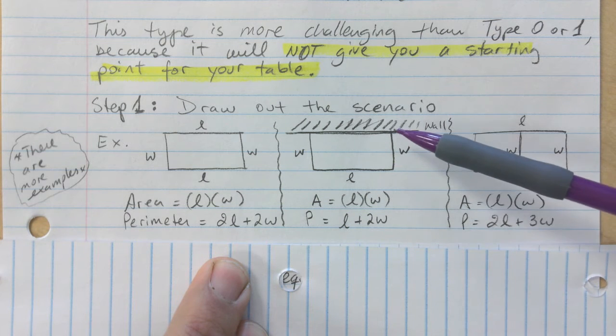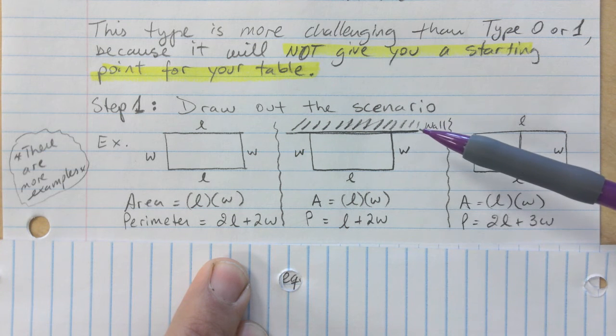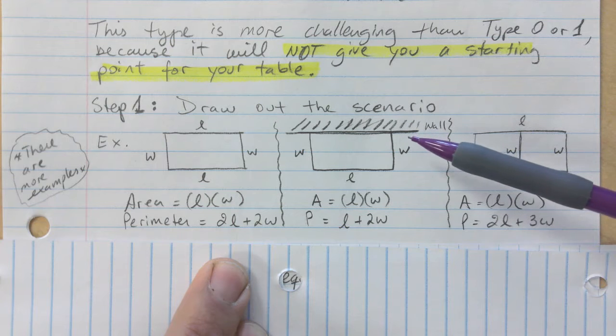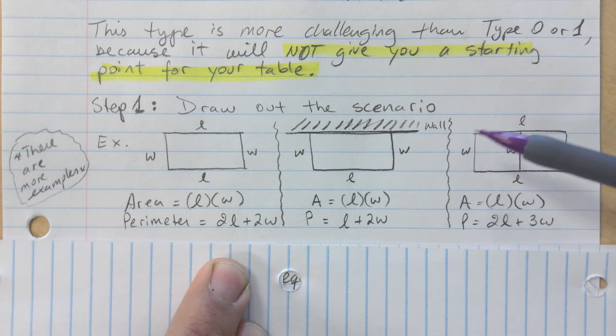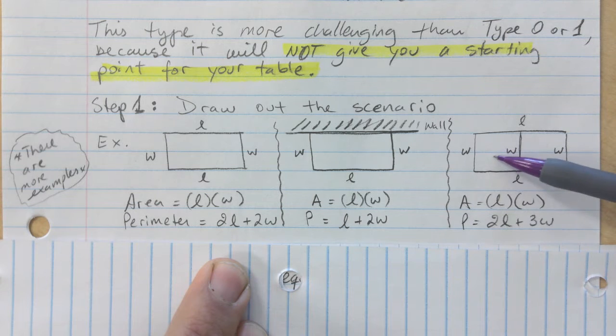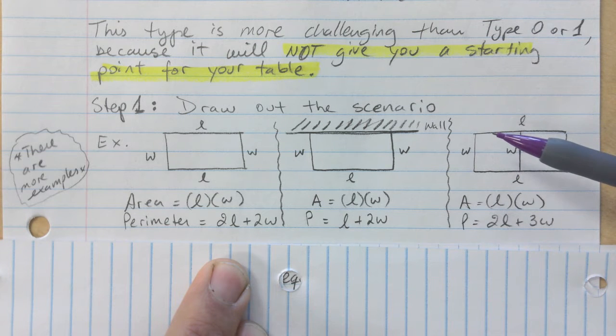The middle scenario is where you build an enclosure against something. So it could be against an existing building, or there could be a river flowing here and you wouldn't fence that side in, right? You could be splitting an enclosure into 2 pens. It could look like this. You could have more splits, right? You could split this up into 5. The question could be asking you, you're making a cage for different animals, and so you want to split it into 5 compartments. So there's many different scenarios.